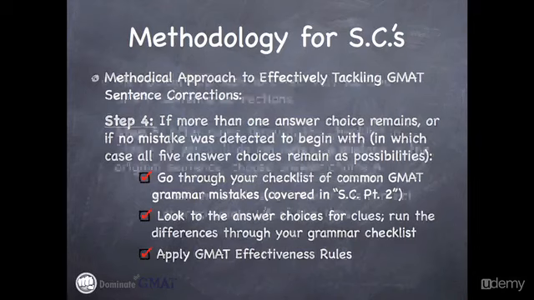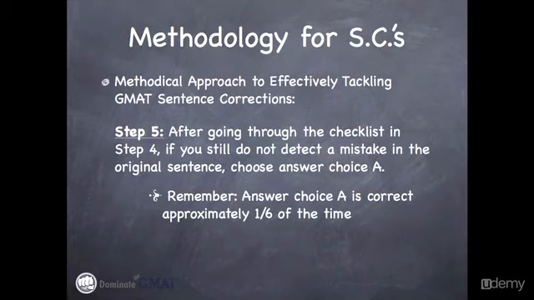But first, step number 5. If after going through the checklist in step 4 you still do not detect a mistake in the original sentence, then the answer choice is A. So we didn't immediately detect a mistake when we did our initial brain work. Then we filtered it through our grammar checklist. Still no mistake. Then we looked for differences in the answer choices, and you know what we said? Well, I see the differences, but I still don't think we're supposed to make any changes here.